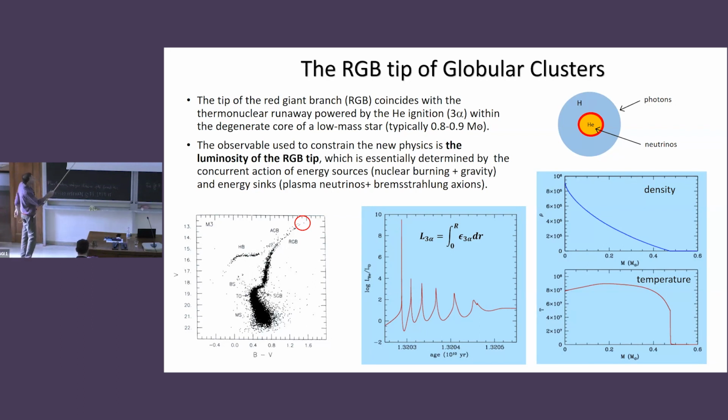And when the star arrives at the tip, it is essentially made of a helium-rich core. Outside there is the hydrogen-rich envelope and then the hydrogen burning shell. So during the red giant phase, the mass of the core increases because of the burning in the shell. Due to the equation of state of degenerate matter, the larger the mass, the smaller the radius. The radius scales as the inverse of the cube of the mass.